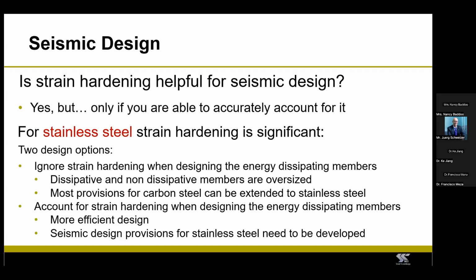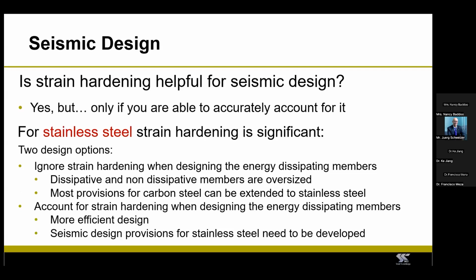So there are two design options that we are considering for stainless steel. With both options, the strength hardening of the energy dissipating members has to be taken into account when designing the non-dissipative members. And this is, as I said before, so that you can make sure that these members are not going to yield during the earthquake. With the first option, the energy dissipating members are designed without considering strength hardening. Because of this, the design option is conservative and will lead to structures with oversized dissipative members. Now, because the energy dissipating members are oversized, the non-dissipative members will also be oversized.